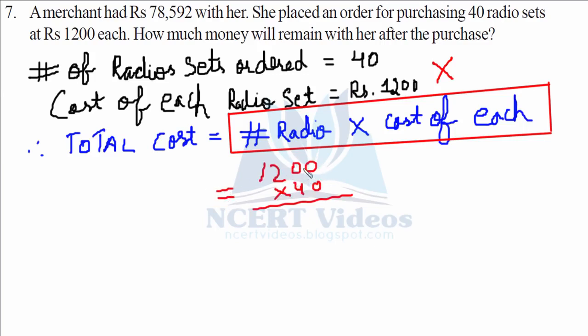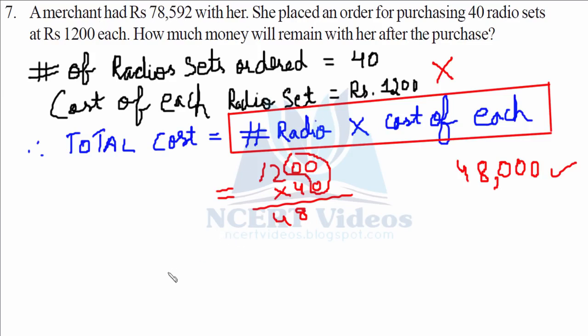Now here's a trick. Take all zeros and write it down. There are 3 zeros, so write it there in the answer part. 0 0 0. Now simply multiply 12 into 4. That gives you 4 twos are 8, 4 ones are 4. That gives you 48. Now just write it where you have written zeros. So that gives 48,000. Rather than multiplying all the things, just take zeros apart.